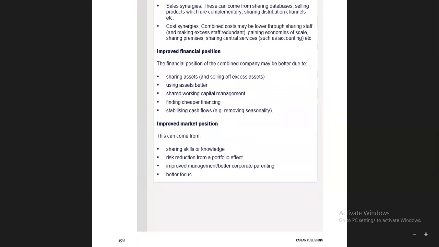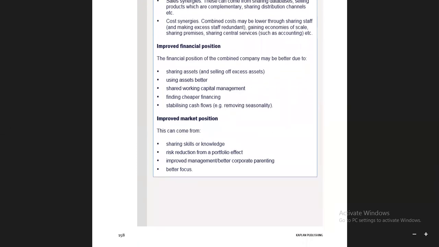Now, improved financial position. Yes, you are sharing assets, you are sharing working capital, you are finding cheaper financing, stabilizing cash flows, because they are now sharing all these things. So ultimately the financial position will be stronger, and cash, which is basically the blood of the business, its management is improved, and ultimately it will give you a competitive edge.